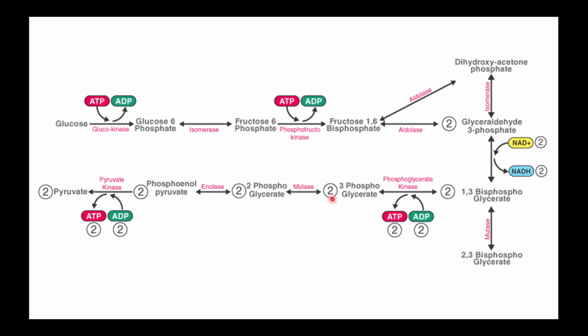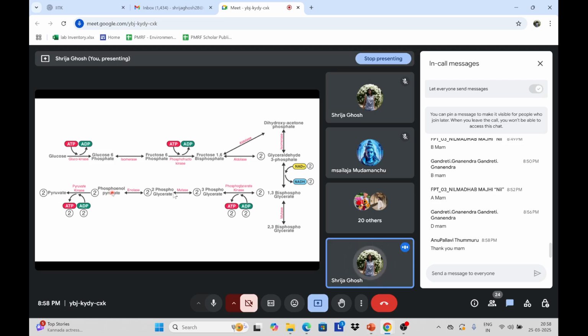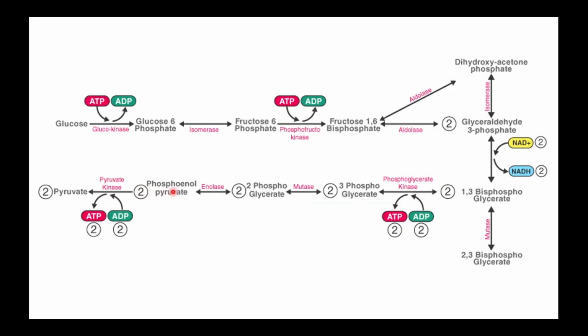Then mutase converts 3-phosphoglycerate into 2-phosphoglycerate. Enolase uses 2-phosphoglycerate as the substrate to convert into phosphoenol pyruvate. And then phosphoenol pyruvate is the substrate for pyruvate kinase to form the product pyruvate, final product of glycolysis.